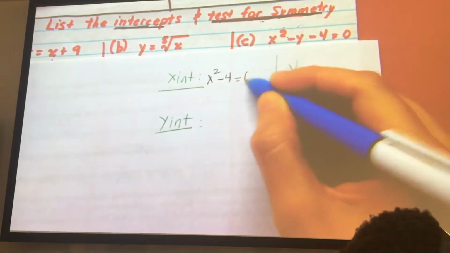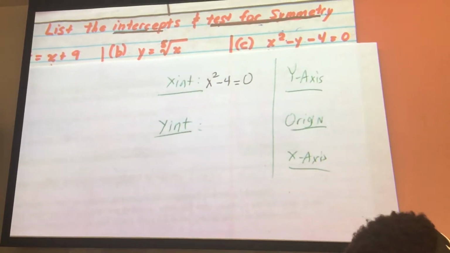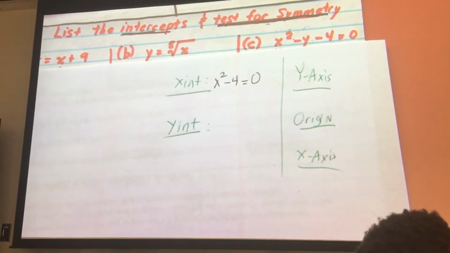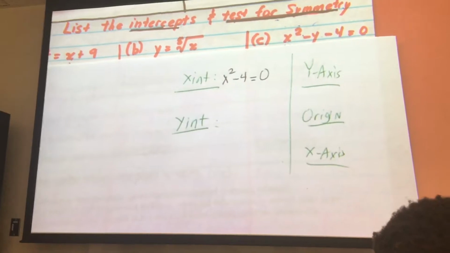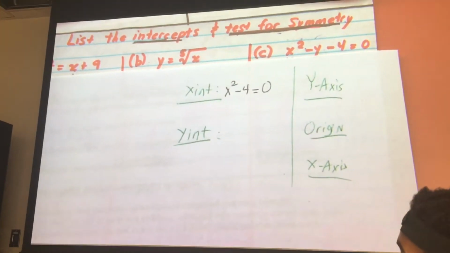...is equal to 0. To solve that quadratic equation, which we reviewed on day 1, you could either try to factor. This is a difference of squares, (x + 2)(x - 2). Or you could use the quadratic formula where a is 1, b is 0, c is negative 4. Those are really intense ways of solving though.